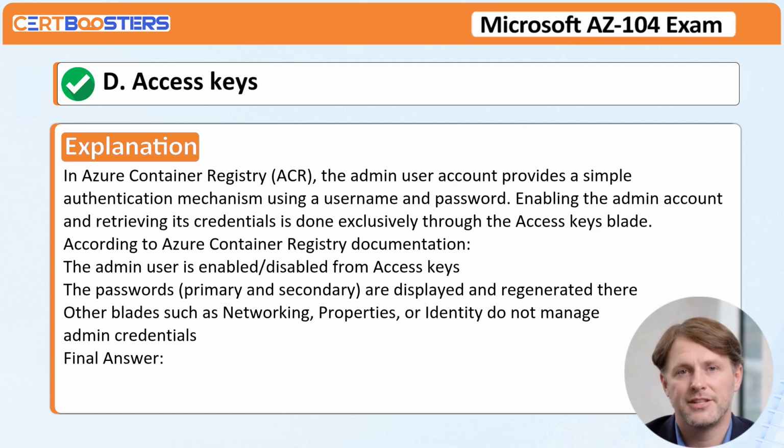Access keys. Explanation: in Azure Container Registry, ACR, the admin user account provides a simple authentication mechanism using a username and password. Enabling the admin account and retrieving its credentials is done exclusively through the Access Keys blade. According to Azure Container Registry documentation, the admin user is enabled from access keys. The passwords, primary and secondary, are displayed and regenerated there. Other blades such as networking, properties, or identity do not manage admin credentials.